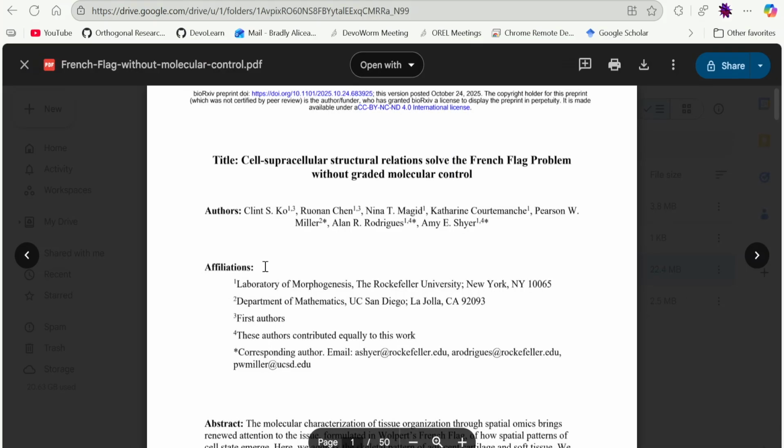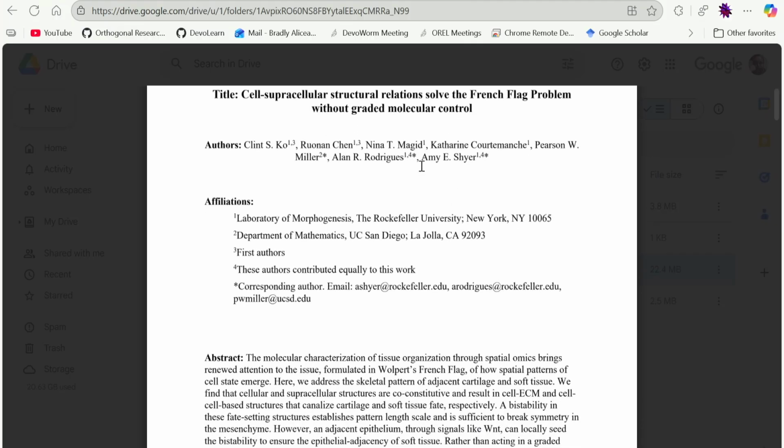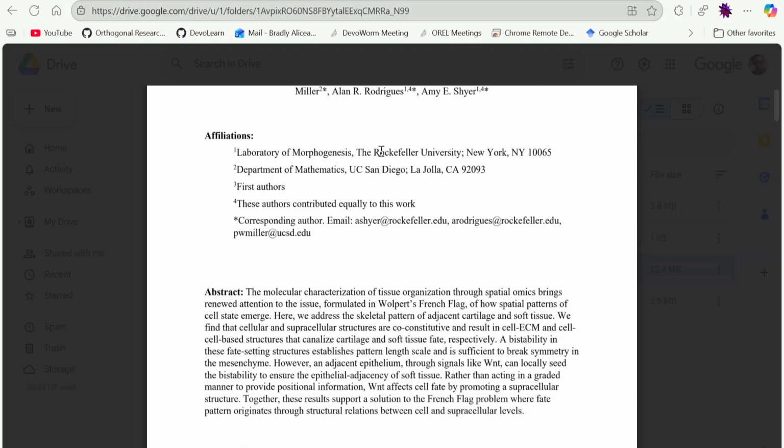Why don't we talk about this one? This is interesting. This is called cell supracellular structural relations solve the French flag problem without graded molecular control. So this is by Amy Shire and Alan Rodriguez and colleagues. We talked about Amy Shire and Alan Rodriguez as doing a lot of work on morphogenesis and systems and introducing some mathematical models in there. So it's pretty interesting work. They're from the Laboratory of Morphogenesis at the Rockefeller University.